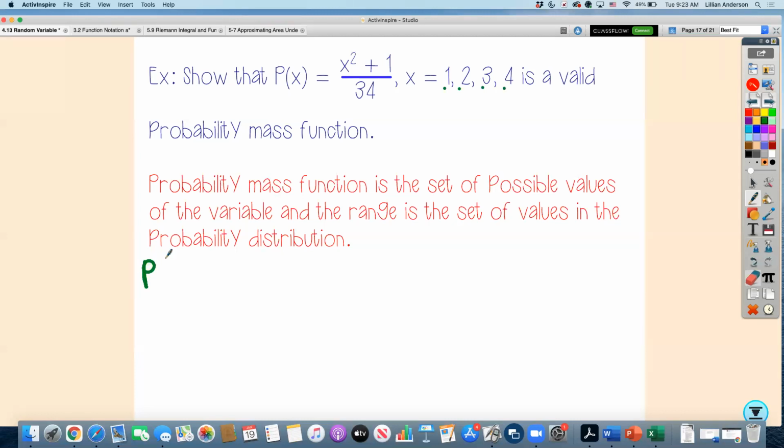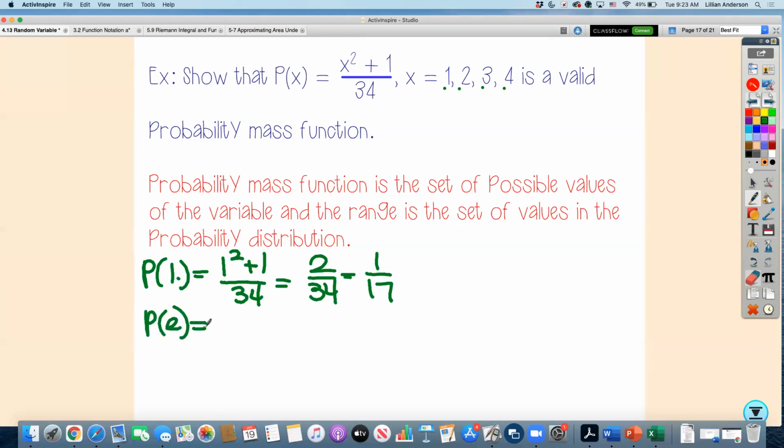Okay. So I would take 1, plug it into the function. That'll give me 1 squared plus 1 over 34. What's 1 squared plus 1? 2. So that'd be 2 over 34. Of course, reduce your fractions. That's going to be 1 over 17.